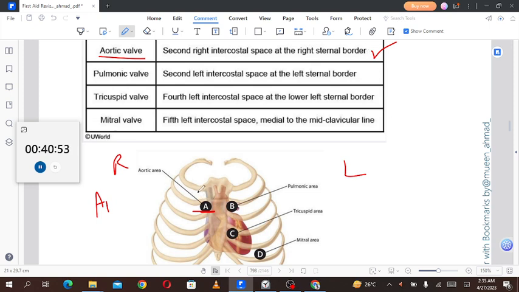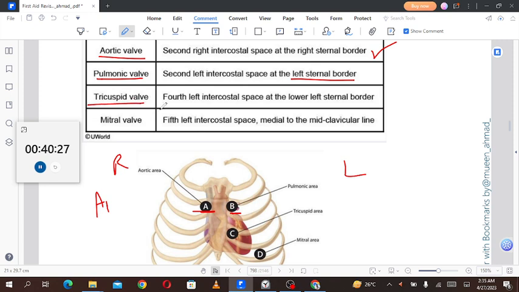This is called the pulmonic valve. The pulmonic valve is at the second intercostal space at the left sternal border. So the pulmonic valve is the second left intercostal space at the left sternal border. So basically the aortic and the pulmonic valves are in line with each other. The aortic area or aortic valve is on the right side, while the pulmonic area or pulmonic valve is on the left side in the same intercostal space, that is the second intercostal space.